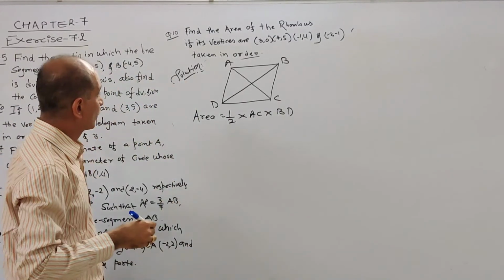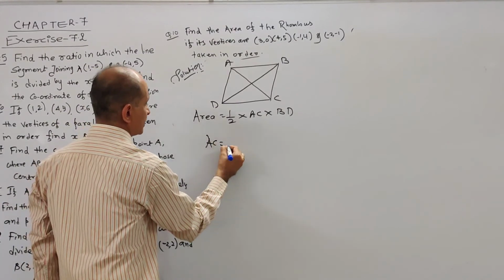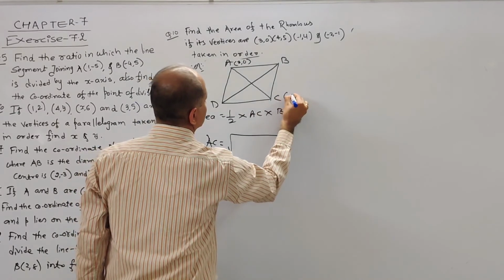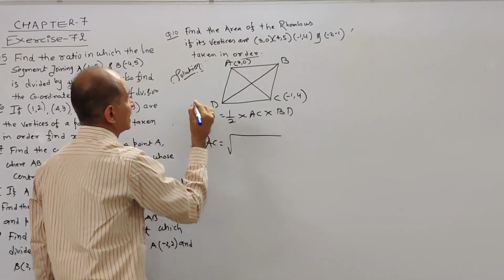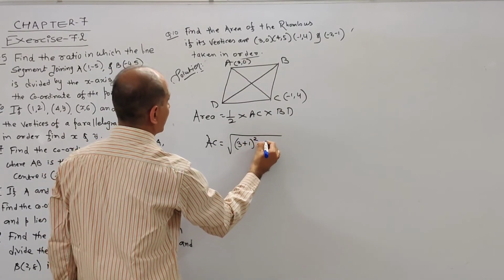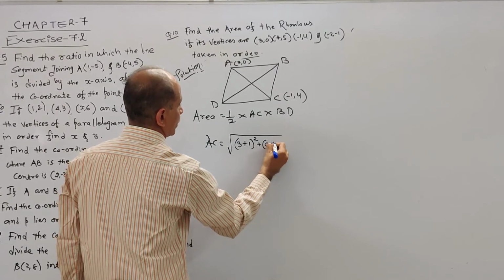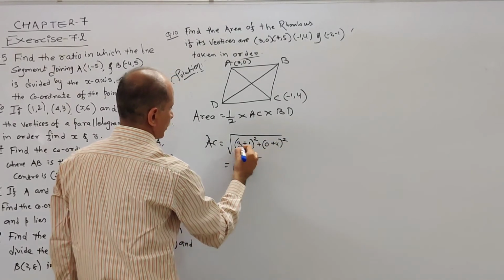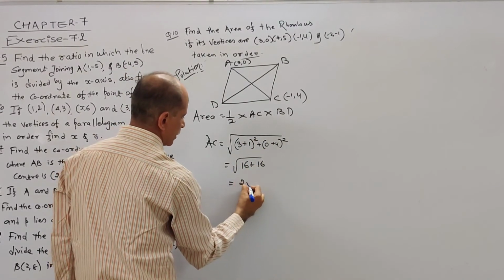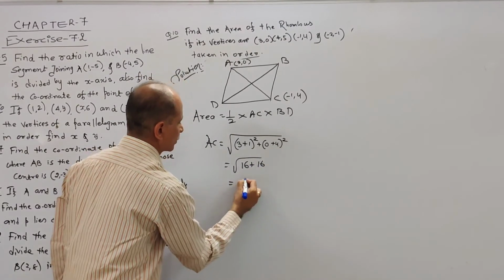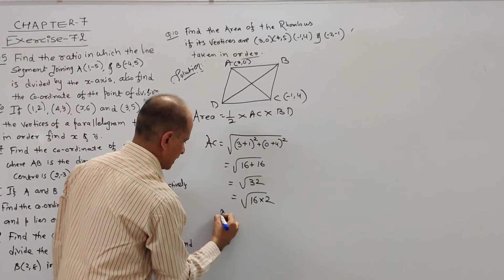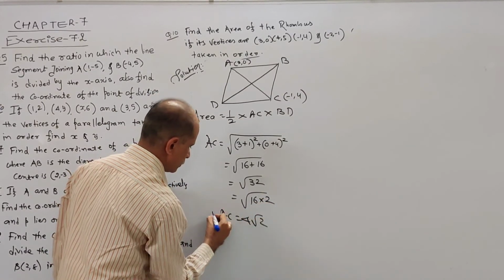So AC is equal to under root, A means (3, 0), C means (minus 1, 4). So AC means (3 plus 1) whole square, and (0 minus 4) whole square. So 4 square plus 4 square, 16 plus 16, so under root 32, so 16 into 2, so AC is equal to 4 under root 2.